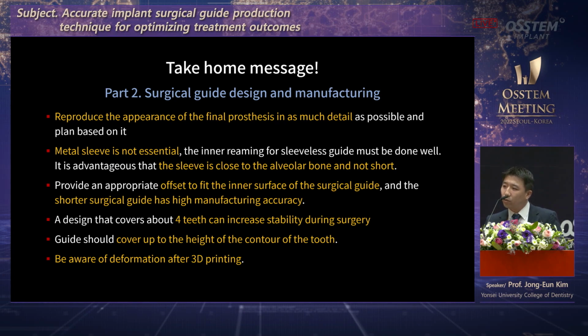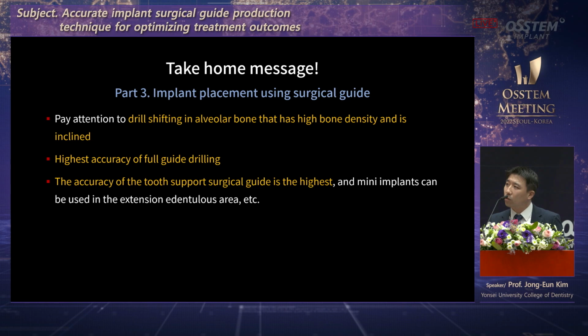The internal fit of the surgical guide is very important. The groove sealing or offset needs to be provided. As for the design, 4 teeth can increase stability during surgery, but it should not span too long. Finally, in the surgery stage, the amount of air goes up. And if the bone is hard and if it is sloped, the error can increase. So we need to take a lot of measures so that inaccuracy does not result too much. A tooth-supported device is necessary.